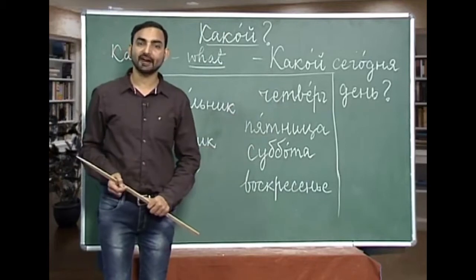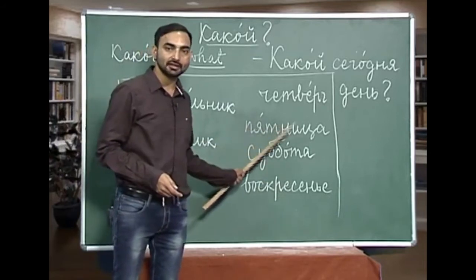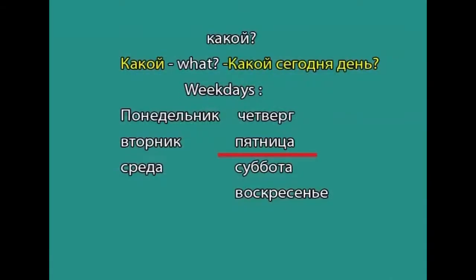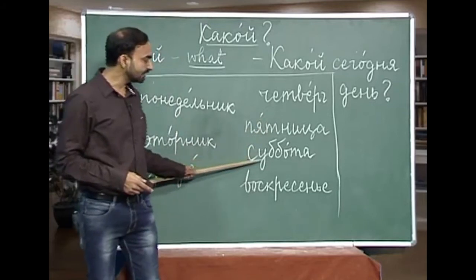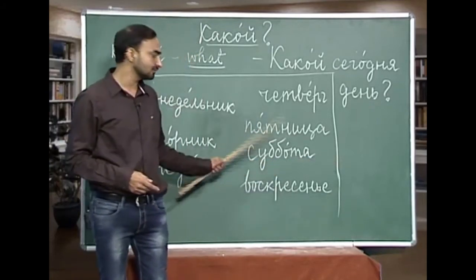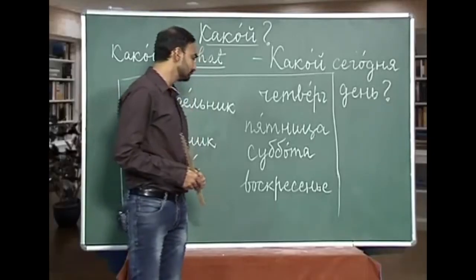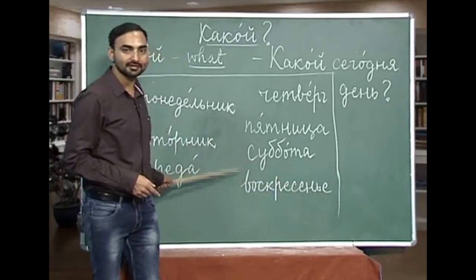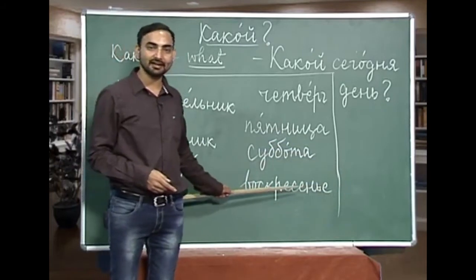The next day is Friday. So, how do you say Friday in Russian? P-ya-ta-na-i-tsa-a. Pyatnitsa, the fifth day of the week. And what day comes after Friday? It's Saturday. So, how do we say Saturday in Russian? Subbota. Subbota is Saturday. And now comes Sunday, which we all wait for. So, how do we say Sunday in Russian?